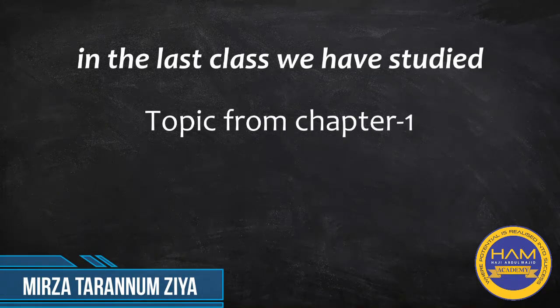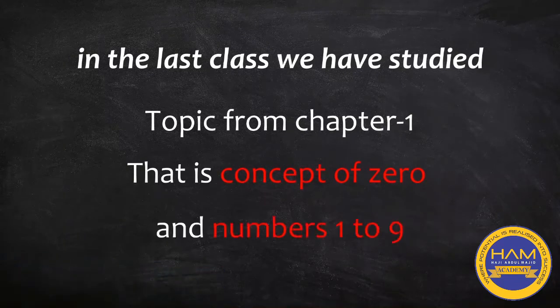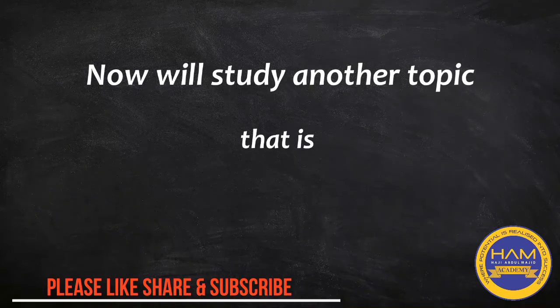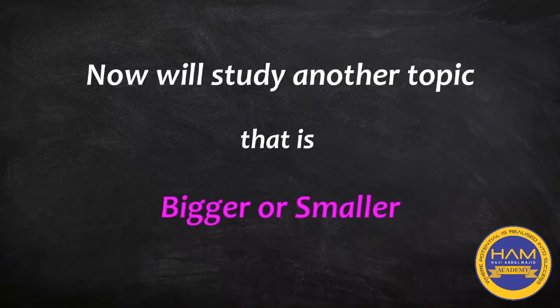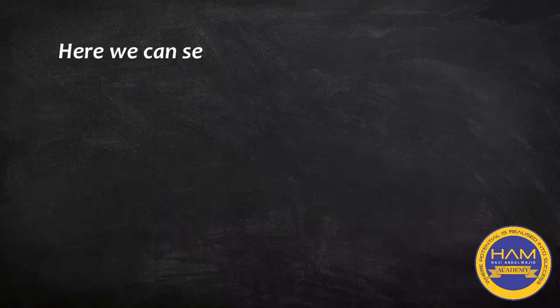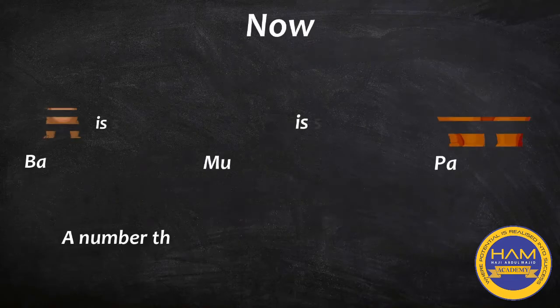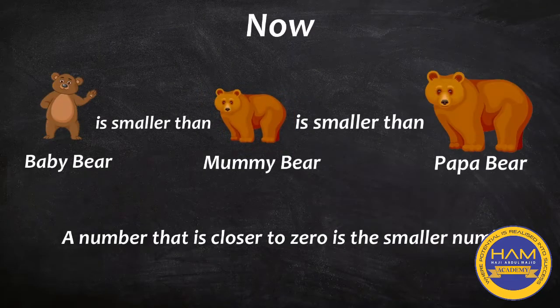In the last class we studied a topic from chapter 1, that is the concept of zero and numbers 1 to 9. Now we'll study another topic, that is bigger or smaller. Here we can see Papa elephant is bigger than mummy elephant and mummy elephant is bigger than baby elephant. Now baby bear is smaller than mummy bear. Mummy bear is smaller than Papa bear. A number that is closer to 0 is the smaller number.